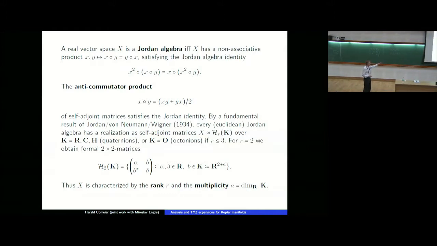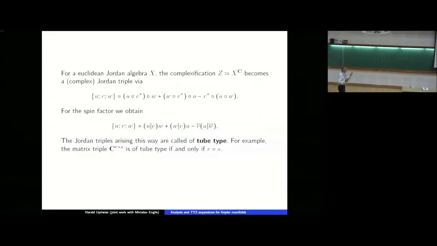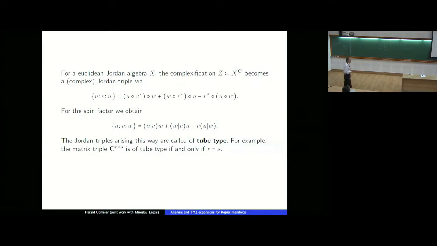For 2x2 matrices, you have these spin factors, and one can write them still as 2x2 matrices. You even don't need an algebra for that. These are formal. So in a sense, all Jordan algebras are Hermitian matrices if you allow the coefficients to include the Cayley numbers. So this mysterious number A that I had, the multiplicity, is exactly the dimension of the K. So A would be equal to 1, 2, 4, and 8. That is behind the A that I had before. So now I'm leaving this algebraic part. Probably you have heard enough about it.